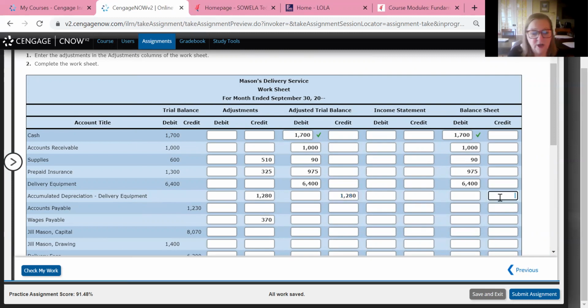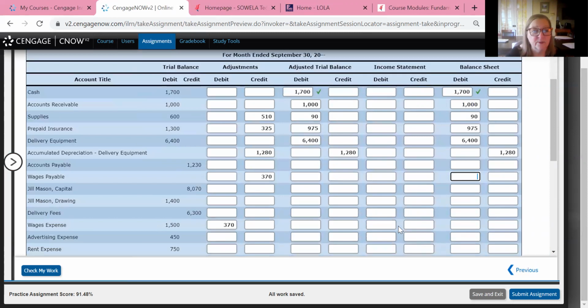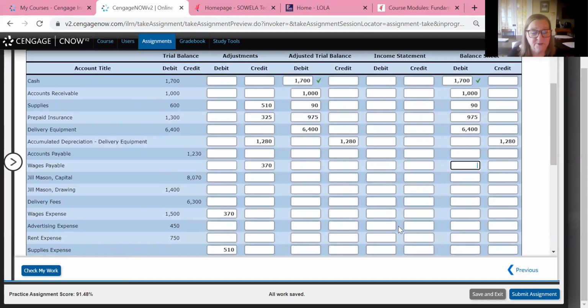And it carries over. You've got to be careful. Make sure you keep accumulated depreciation as a contra asset, so it's a credit balance account. Now the ones I have already posted are the only assets we have. It stops at accumulated depreciation, and then we start talking about our liabilities.